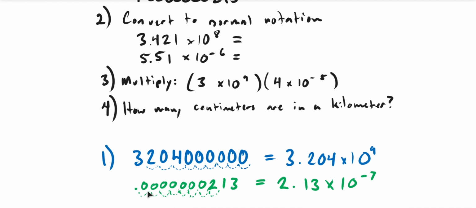For this one, if I want to convert this to scientific notation, I move the decimal until I get between the 2 and the 1, and that's 7 moves. This was a small number, so this is 2.13 times 10 to the minus 7.